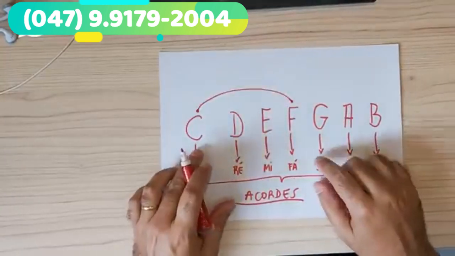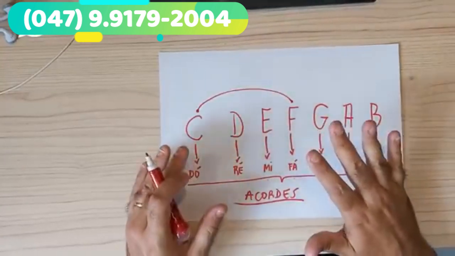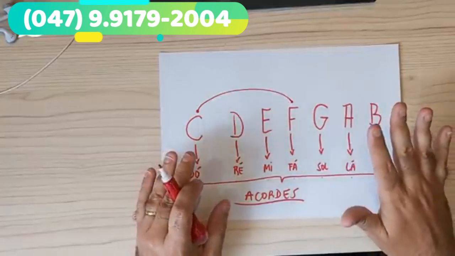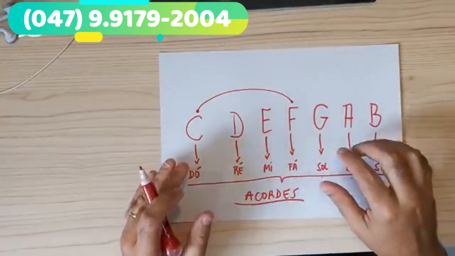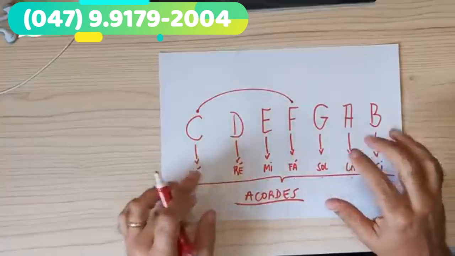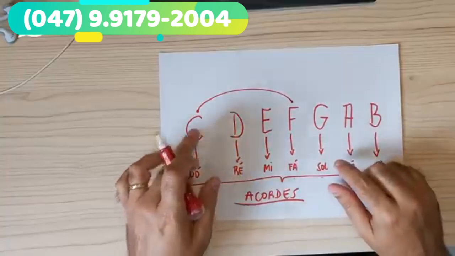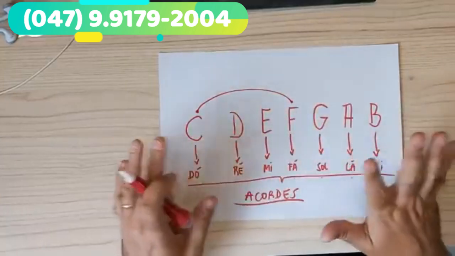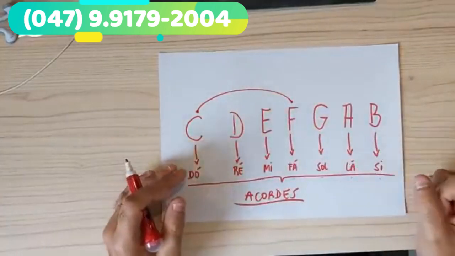Let's imagine this, okay? There are songs with 2 chords, and that's sure to exist, okay? And the song continues to be played in C and F, C, F, C, F, and so on.